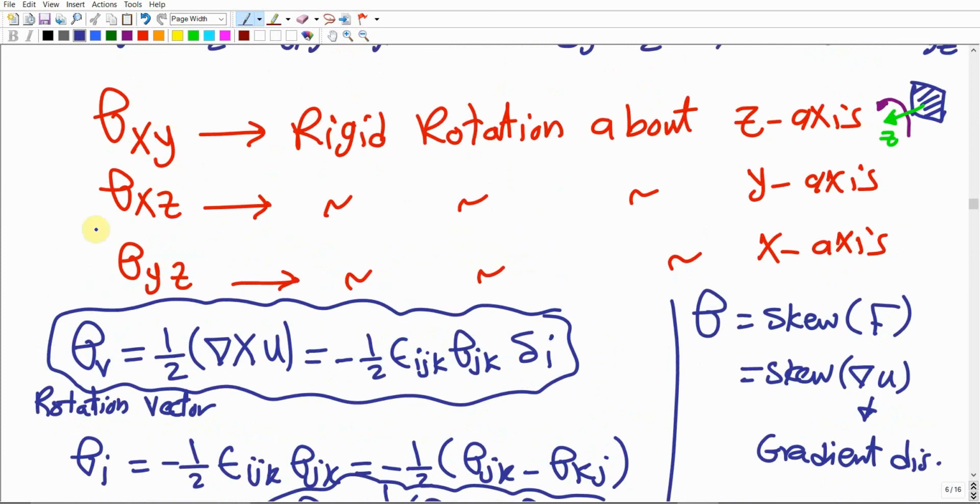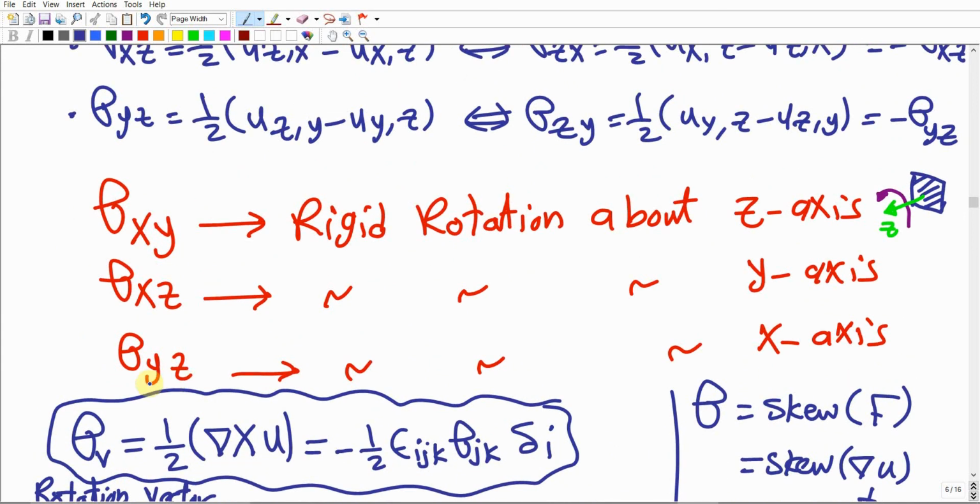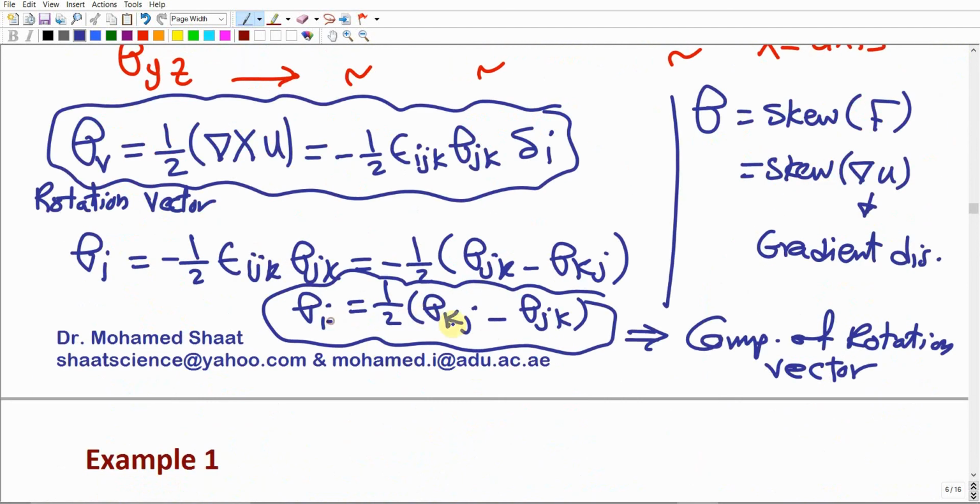So the difference between yz and zy gives rotation about the x-axis, as we mentioned, the missing axis. The same thing, the difference between xz and zx is going to give us rotation about the y-axis. The difference between xy and yx is going to give us rotation about the z-axis according to this rotation vector. So this is the rotation vector in terms of the components of the rotation tensor.